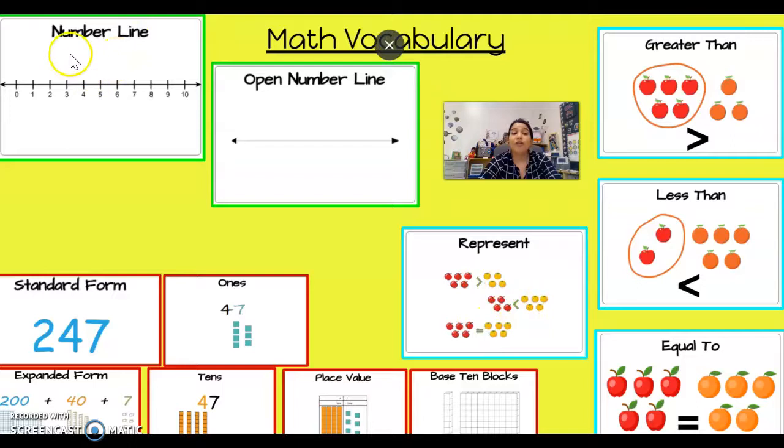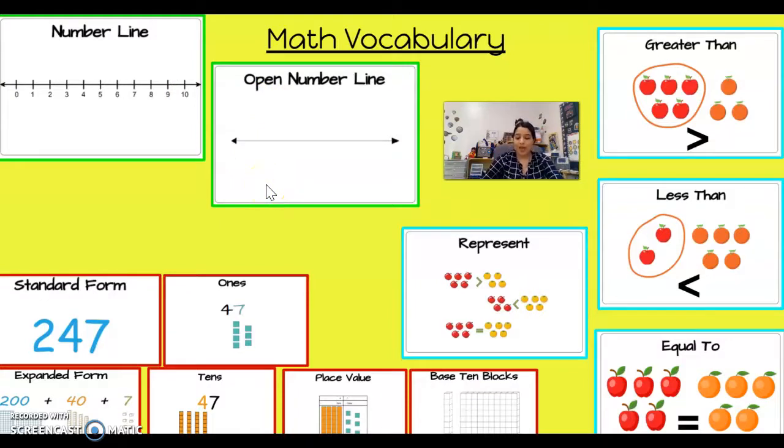Our new vocabulary is number line and open number line. So remember our 2 rules when we're looking at our number line. We read it from left to right, and the smallest number goes on the left, and the biggest number goes on the right. So it goes from smallest to biggest. When you go to the left, the numbers get smaller. And when you go to the right, the numbers get bigger. Those are the rules we always have to remember when we're working with our number lines.